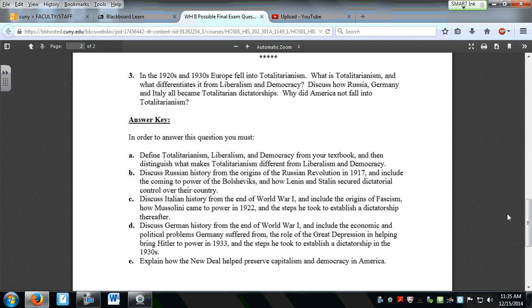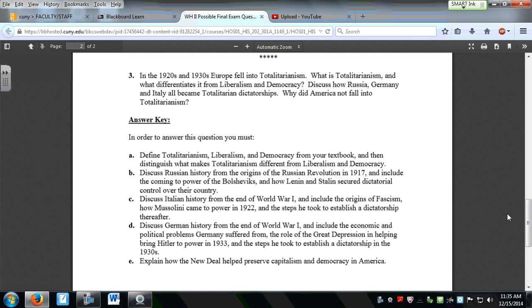When you get to Germany, you do roughly the same thing. Discuss, this is part D of the answer key. Discuss German history from the end of World War I. Include the economic and political problems Germany suffered from World War I. The role of the Great Depression in helping to bring Hitler to power, and the steps he took to establish a dictatorship in the 1930s.